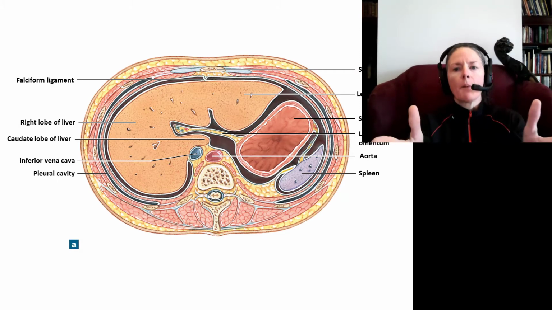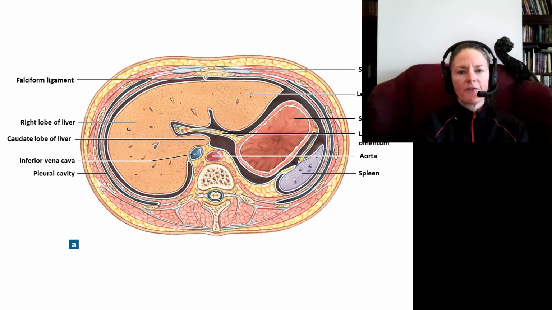Here, we're looking from the feet up, so we're looking at an inferior view of a transverse section. We can see the right lobe here, the left lobe here, our lesser omentum right here, and our falciform ligament right here. Just to orient you, here's our sternum, and our costal cartilage is here. Back here, we have our vertebral body and our spinous process. So that just gives you an idea of where we are.